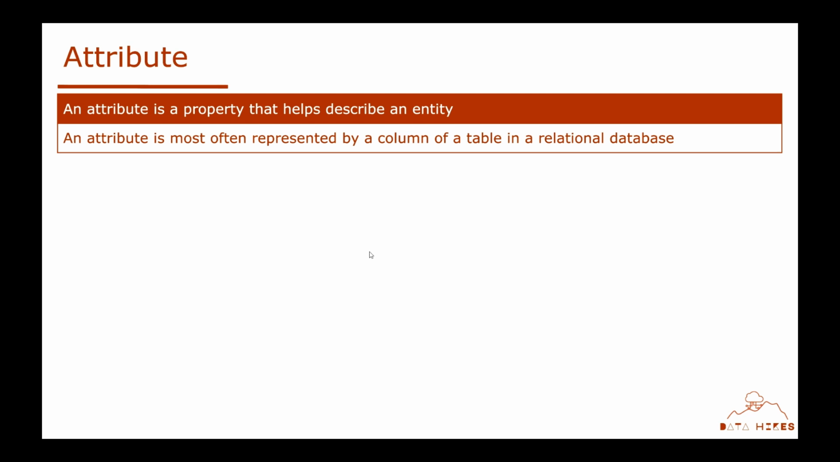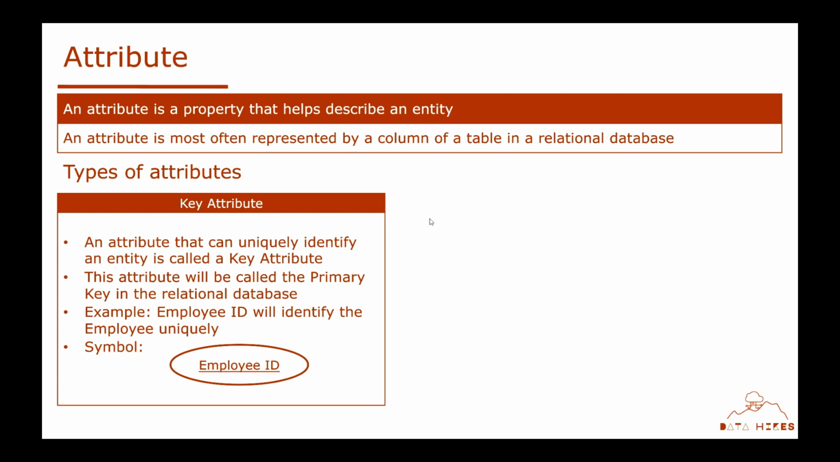Now let's look at what attributes are. An attribute is a property that helps describe an entity. It is most often represented by a column of a table in a relational database. So an entity has attributes to describe it. Similarly, when this entity with attributes translates to a database system, the entity would become a table and the attributes would become the various columns in that table.